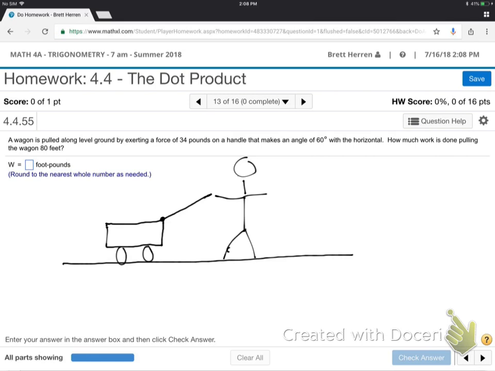They're pulling that wagon, and it says that the handle makes an angle of 60 degrees with the horizontal. So you have to put in the flat horizontal. You understand what that means, with the horizontal, like the horizon, flat, right? So this here is a 60-degree angle. They're pulling on it with a 34-pound force, and they're going to pull that wagon 80 feet. How much work is done?